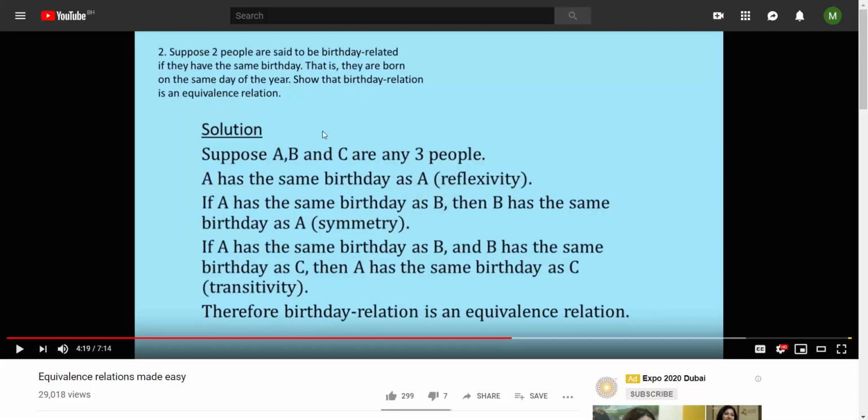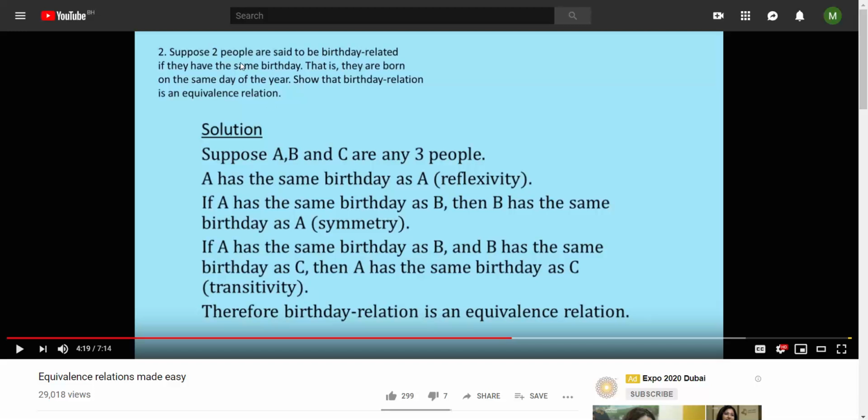Wait a second, before we get into the solution, the question is: people are said to be birthday related if they have the same birthday, that is, they are born on the same day of the year. Show that the birthday relation is an equivalence relation.